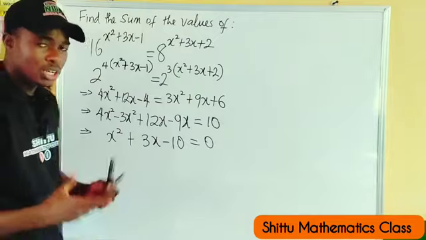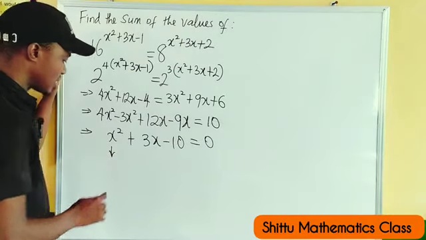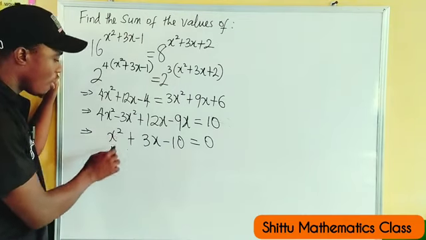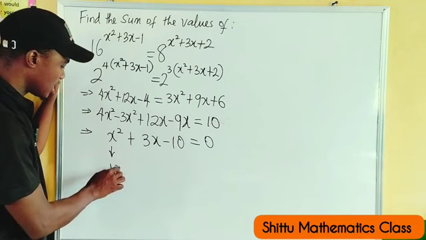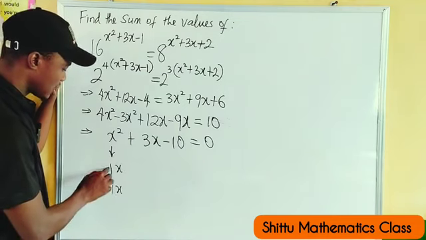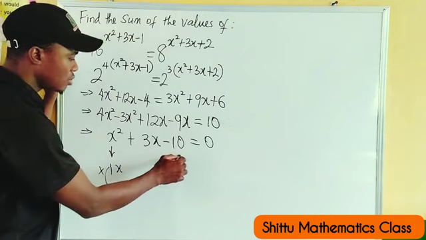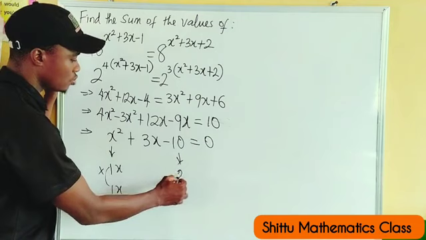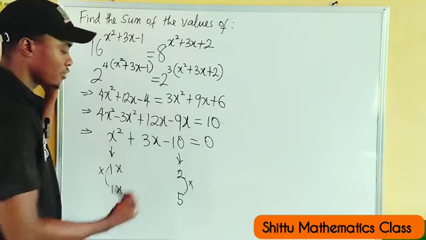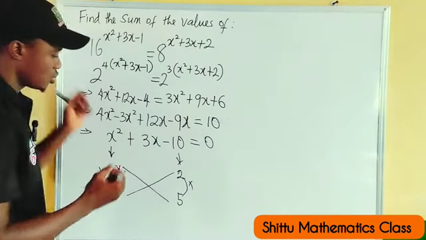From here, what are we going to do? We are going to use the magic cross method. So let's try to find the factors of x squared. So if we say 1x, then 1x, so 1x times 1x, are you getting now? This is going to give us x squared. Now let's look at the product of this one, 10. We have 2 times 5. This is going to give us 10. So now let's cross it this way.